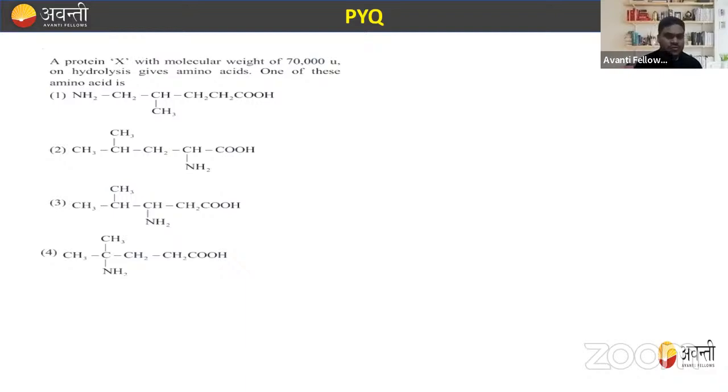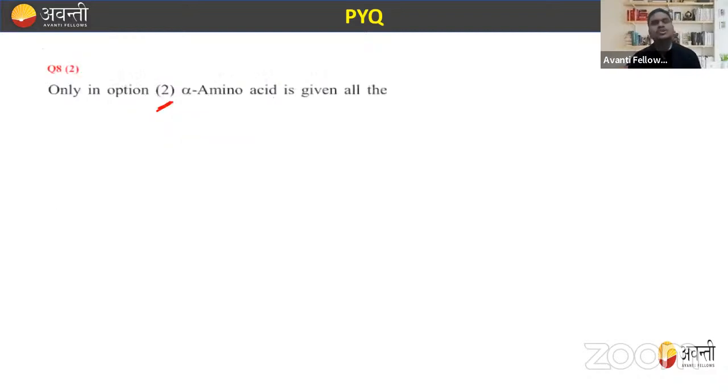So out of these 4 options, just observe option number 2 very carefully. You can observe here the functional group. This carbon is known as the alpha carbon, right? So the alpha amino acid is present here. So out of these 4, only option 2 is correct, right? I hope it is clear to everyone. No doubt? Shall we move? Okay, so only in option 2, the alpha amino acid is there.